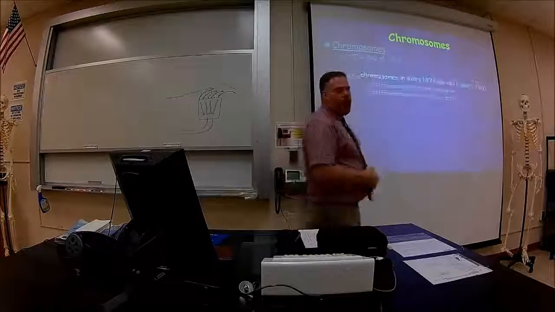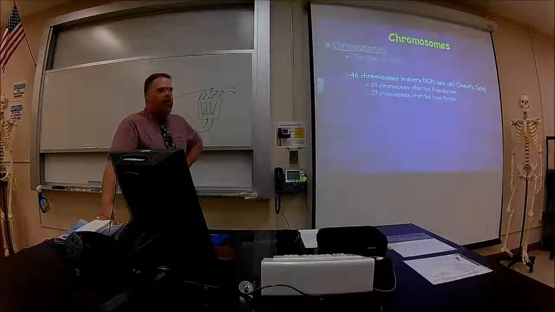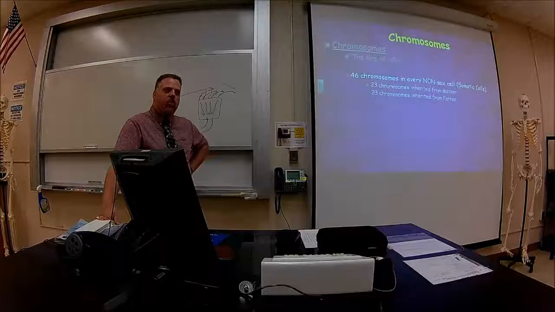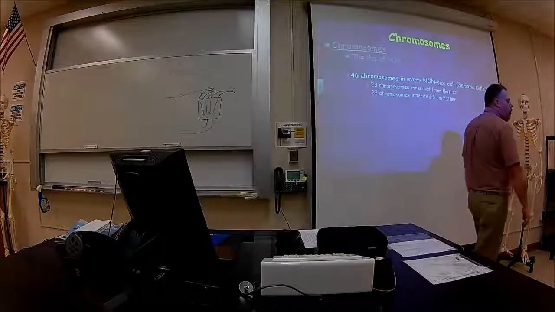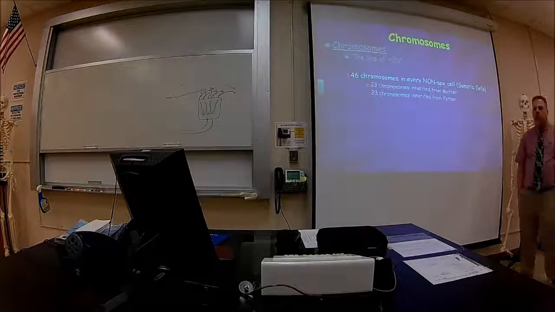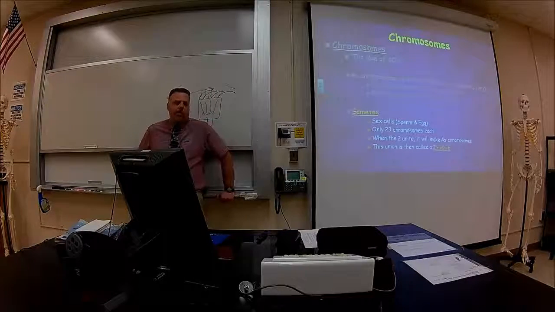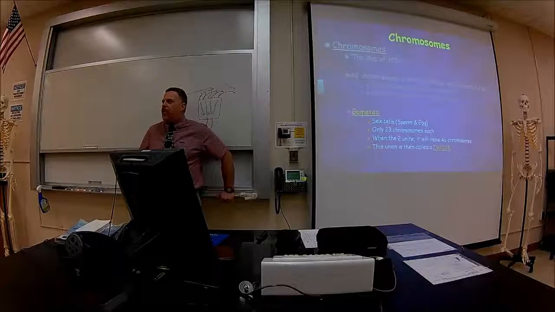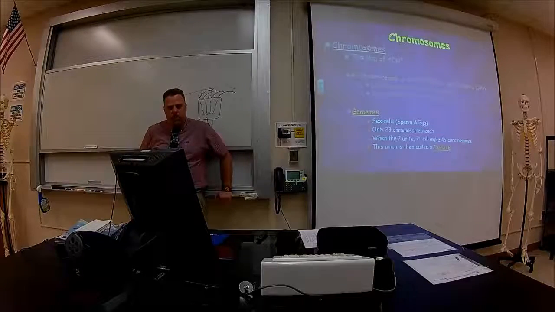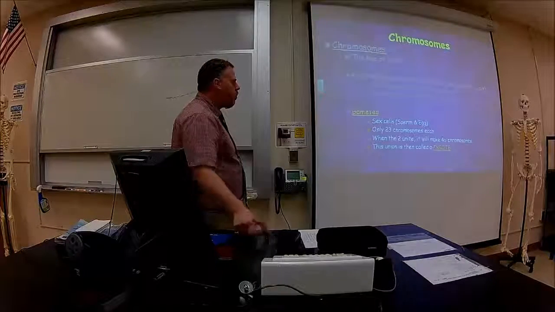Chromosomes, okay, this is the map of view. We have 46 chromosomes in every non-sex cell. Non-sex cells are also referred to as somatic cells. You've got 23 chromosomes that you got from mom, and 23 chromosomes you got from dad, making 46. The gametes are the sex cells. The sperm is a gamete, the egg is a gamete. But there's only 23 chromosomes in one sperm, and only 23 chromosomes in one egg. But when they unite, you've got the 46. When it unites, it's known as a zygote, at least for the first 4 days. Okay?